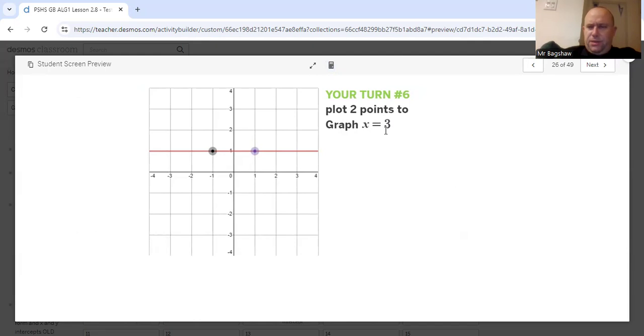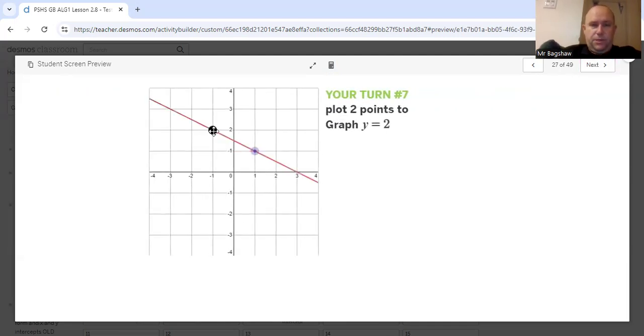Your turn. Plot 2 more points to graph x equals 3. Perhaps I should pick a different number for this, and I will change this after the video because that's literally the question that we just did. It will be VUX, so a vertical line going through here. The line won't draw for me because it's an undefined slope, and Desmos doesn't like undefined slopes.